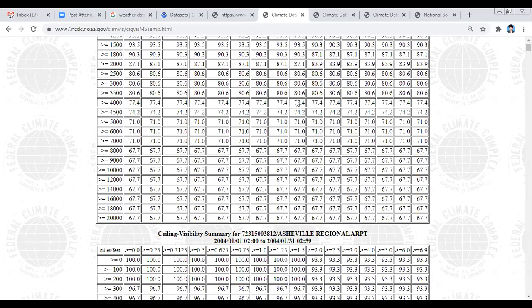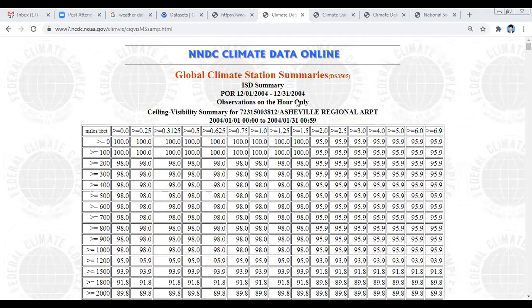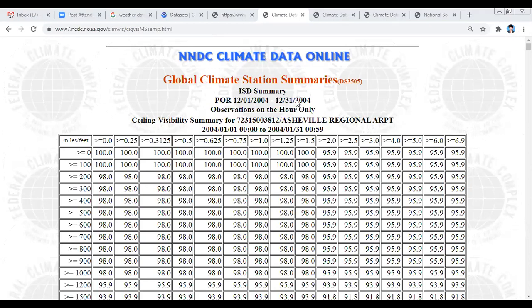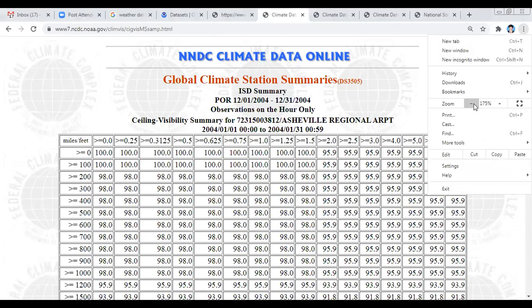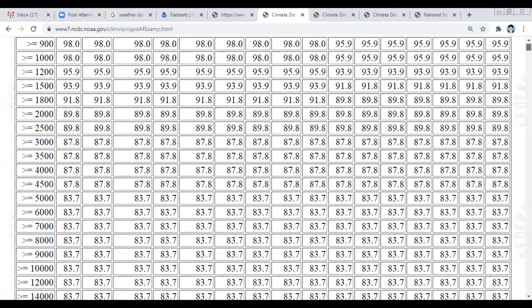Here we see the years from 12/1/2004 to 13/1/2004. This is observation on an hourly basis only. Wait for a few seconds, it is still zooming. I think the letters are visible now. Can someone please answer? Yes, sir. Okay, thank you.